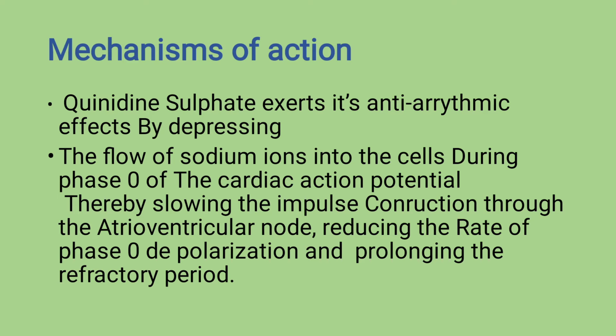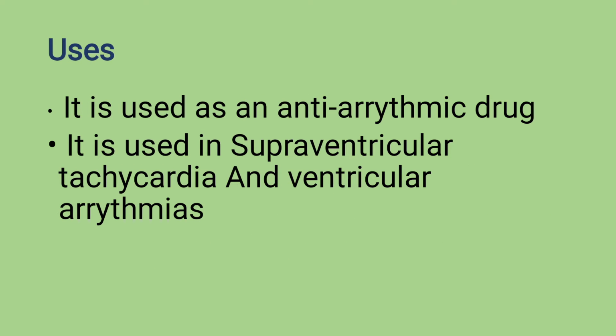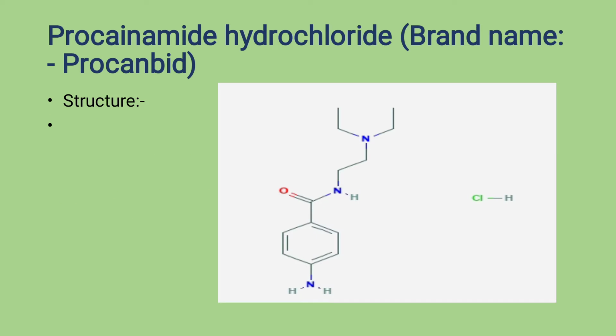The mechanism: quinidine sulfate exerts its antiarrhythmic effects by depressing the flow of sodium ions into the cells during phase 0 of the cardiac action potential, thereby slowing the impulse conduction through the atrioventricular (AV) node, reducing the rate of phase 0 depolarization and prolonging the refractory period. Its uses: it is used as an antiarrhythmic drug, in supraventricular tachycardia and ventricular arrhythmias.